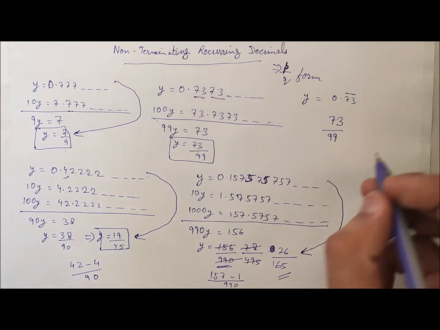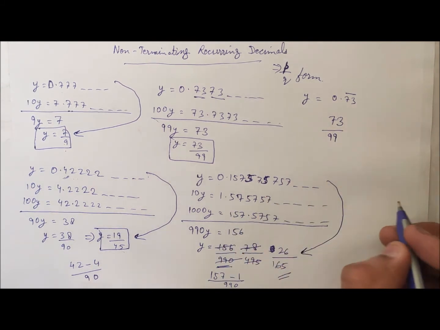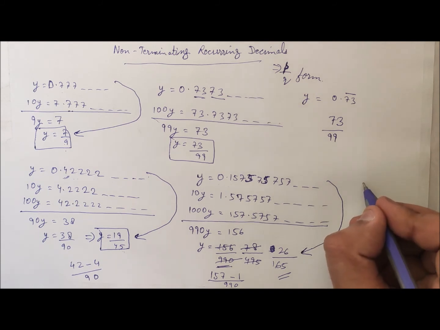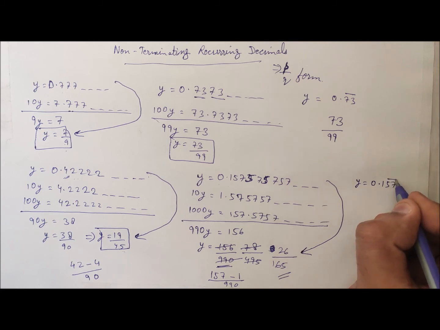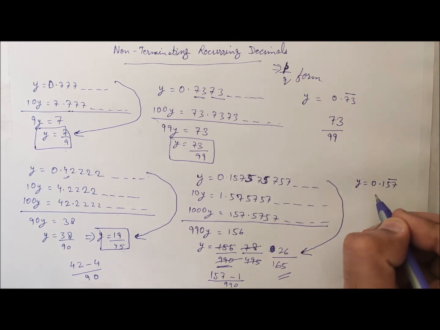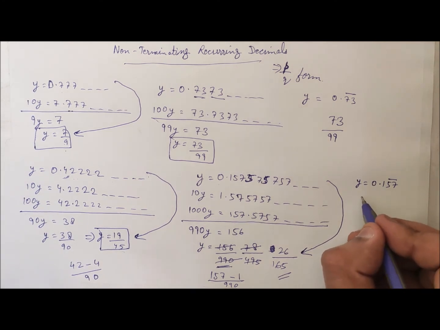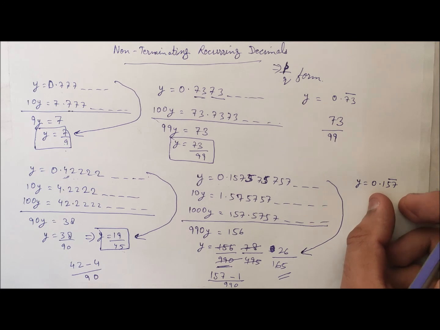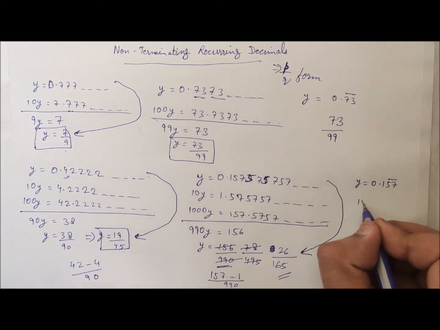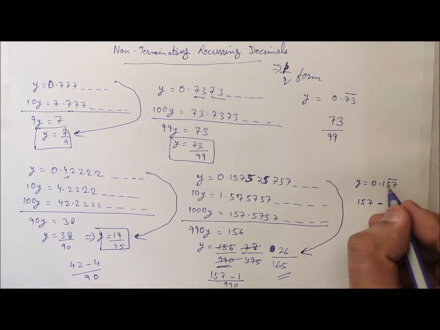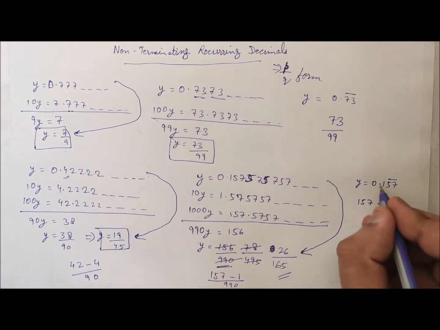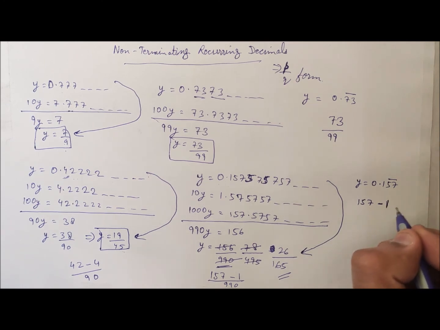This is my answer for such a question. Now 0.157, so I have y equals 0.157. The bar is only on top of 57. 1 is not being repeated. So for such a question, I take whatever is the number after the decimal, that is 157, minus the portion which is not being repeated. So just the 1 that is not being repeated, the number 1. It's not about the digits, it's about the number that is not being repeated.